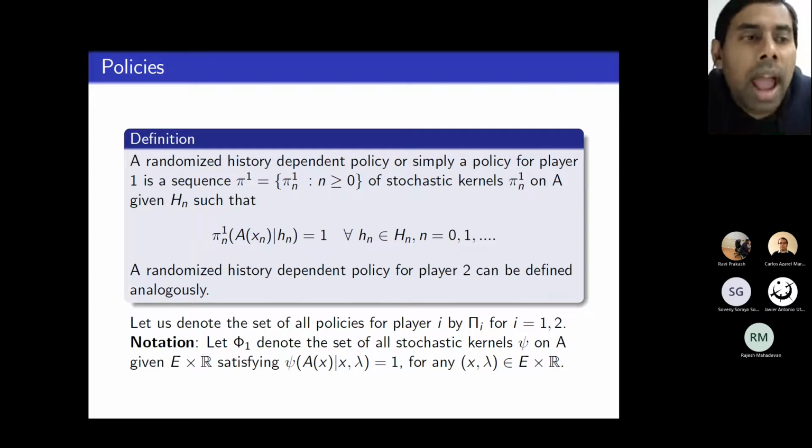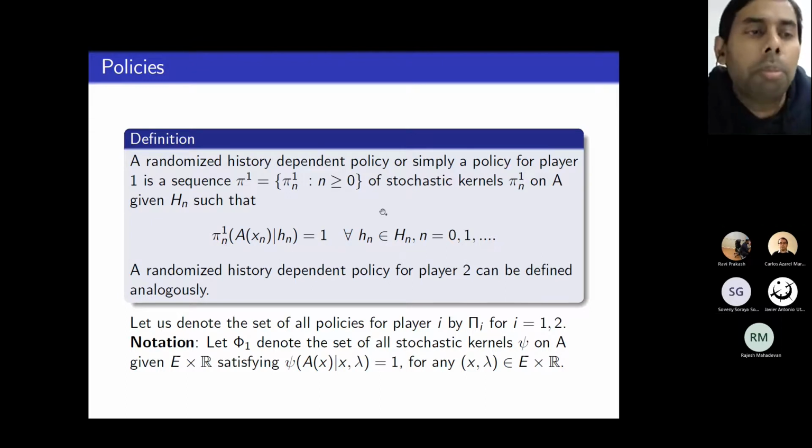Players are choosing their actions according to some probability function. Fine. So they choose, say, a particular action with a certain probability. That's what is called a randomized history dependent policy. A randomized history dependent policy. So this is for player 1.